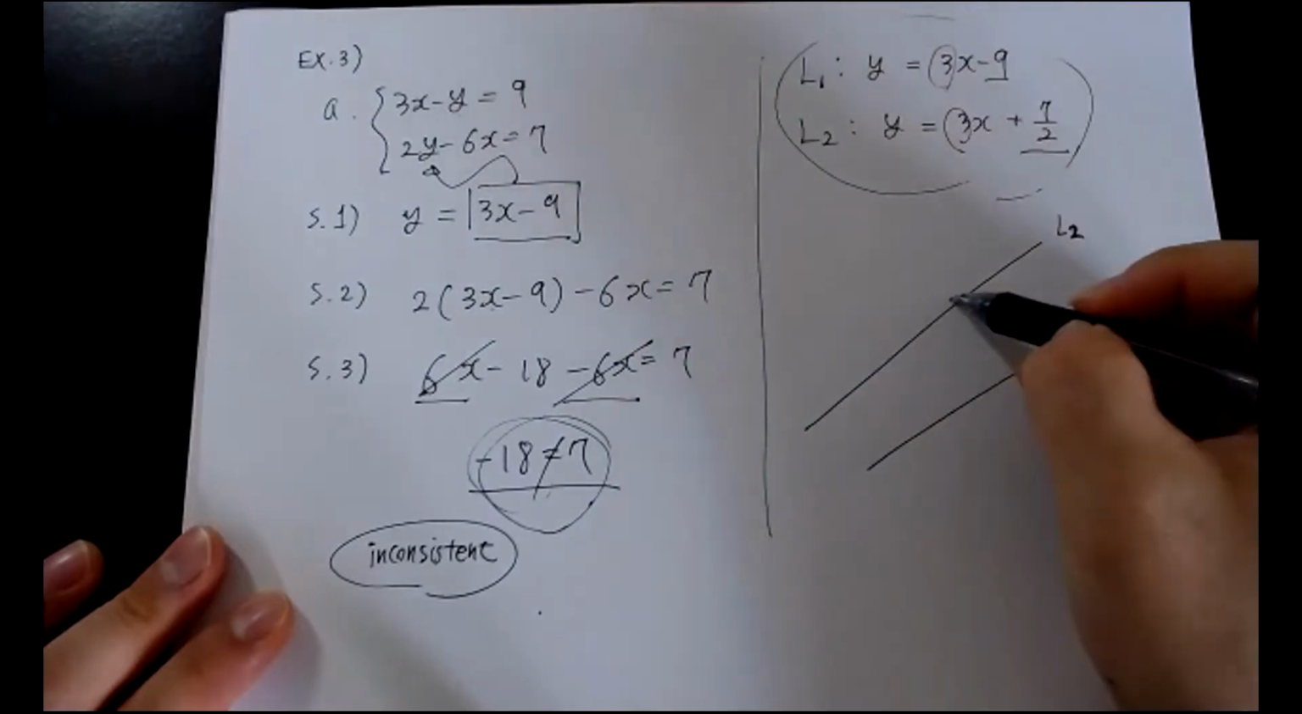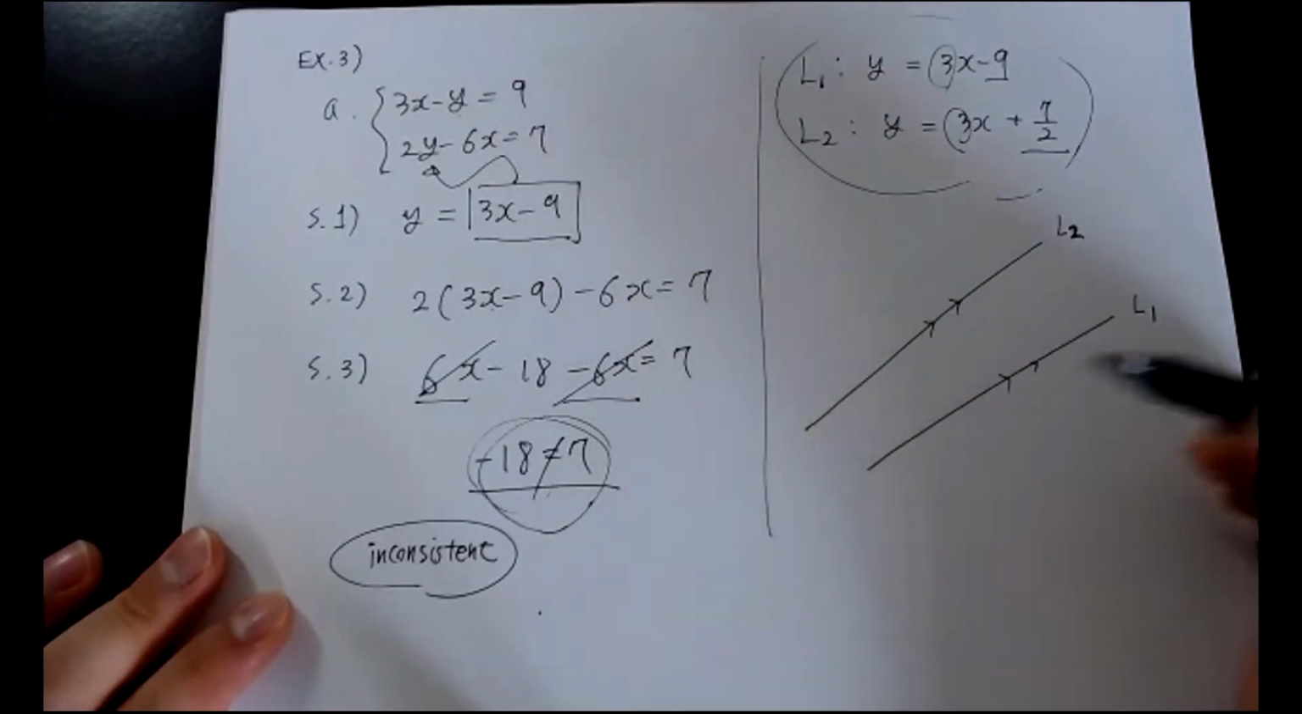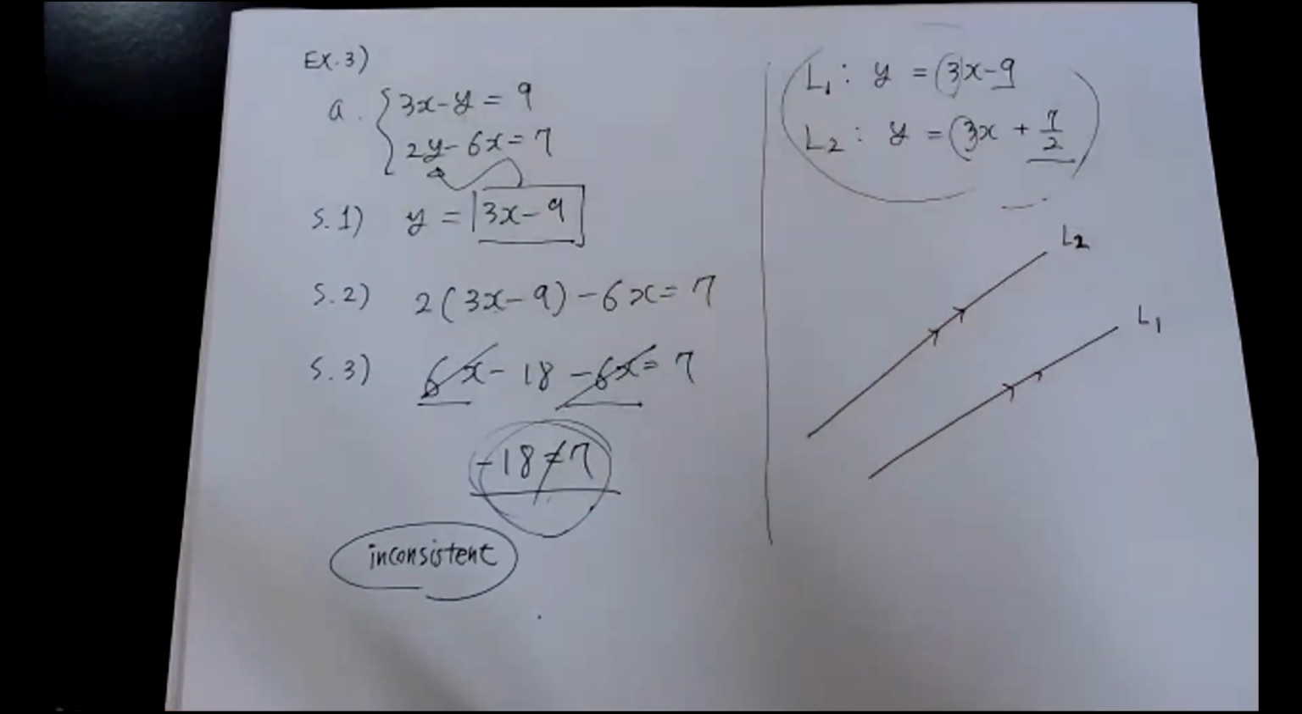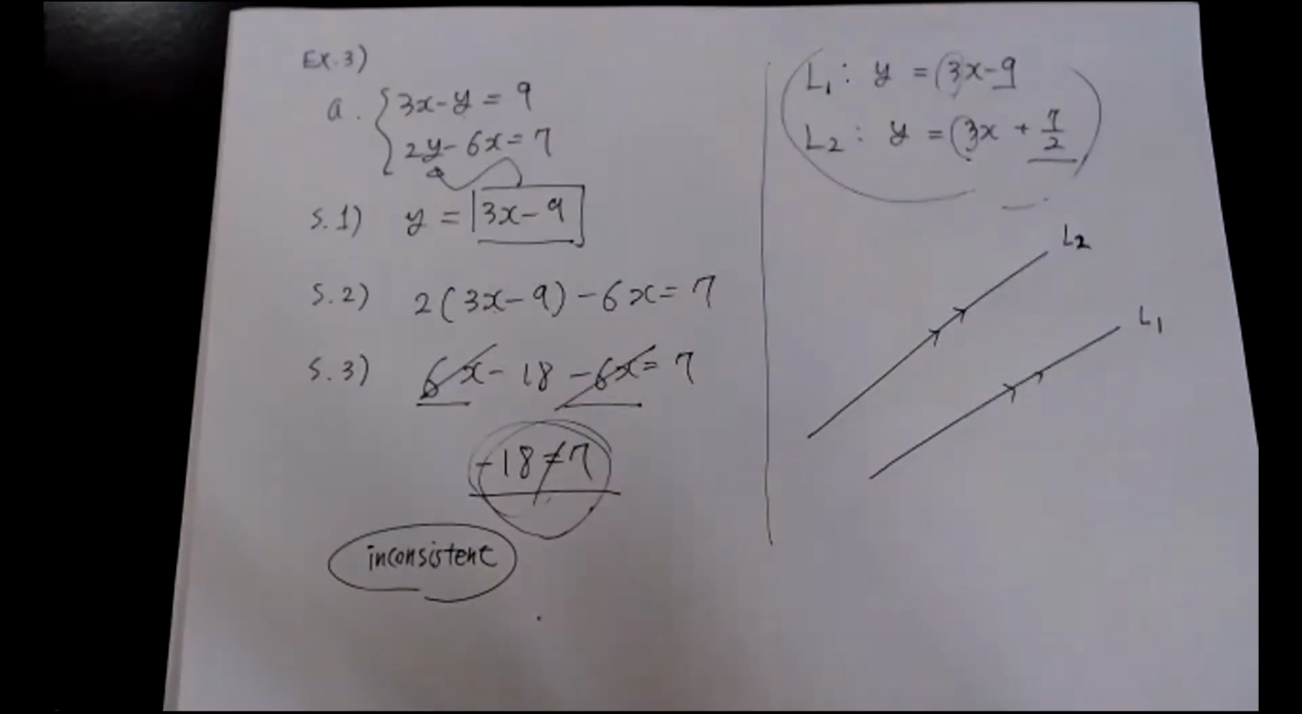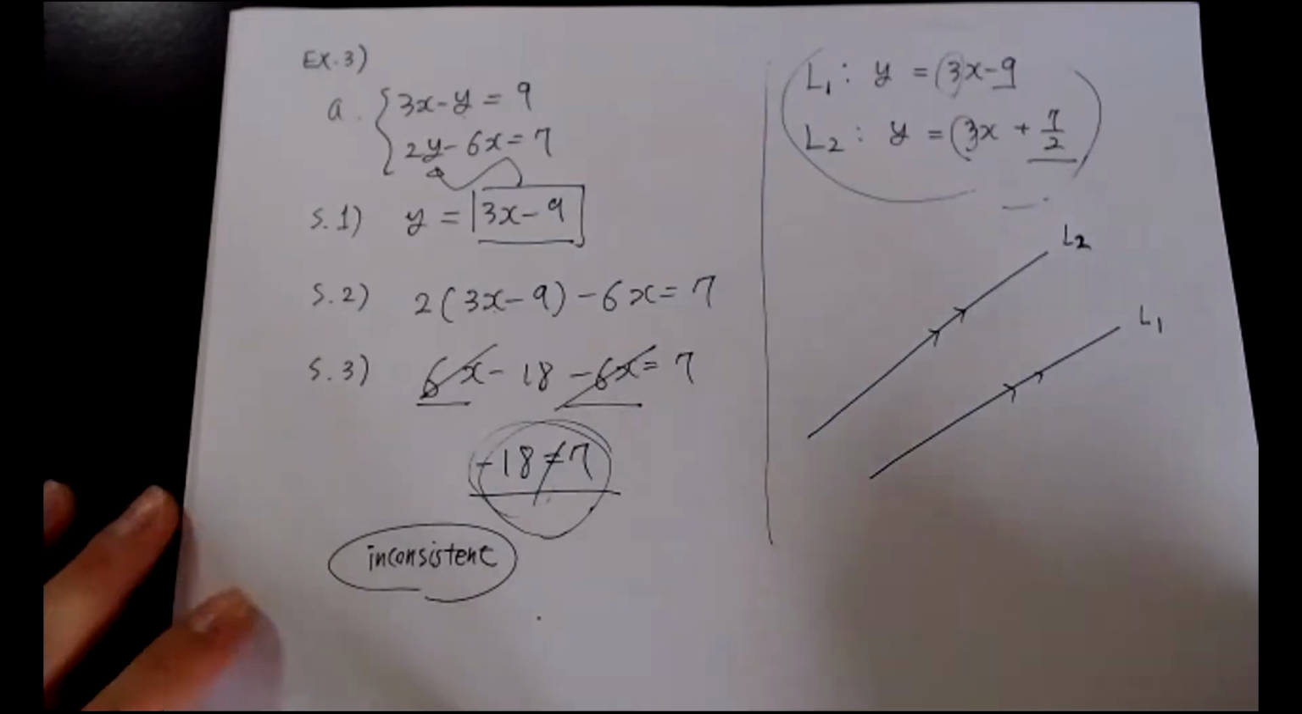Okay, the two lines are parallel. That's the symbol of parallel. Two lines are parallel, you see that? That's why this system doesn't have a solution, because those two lines don't cross.